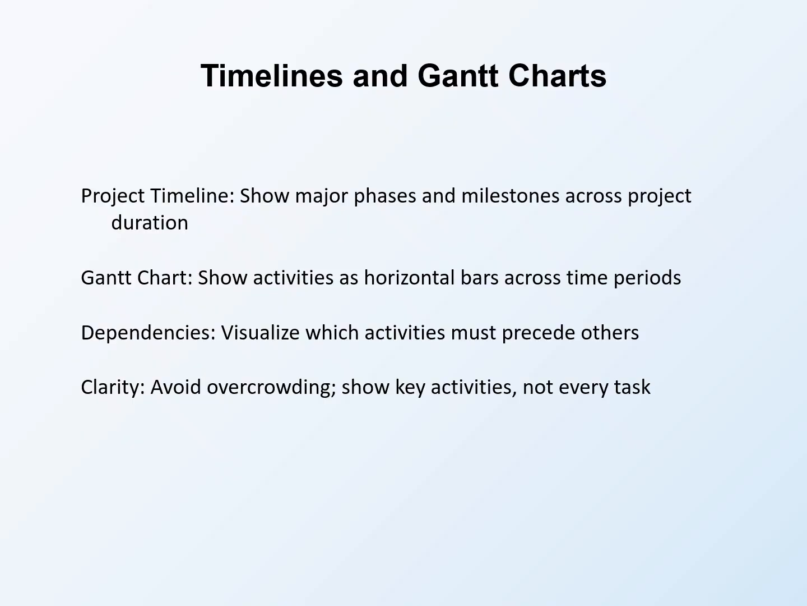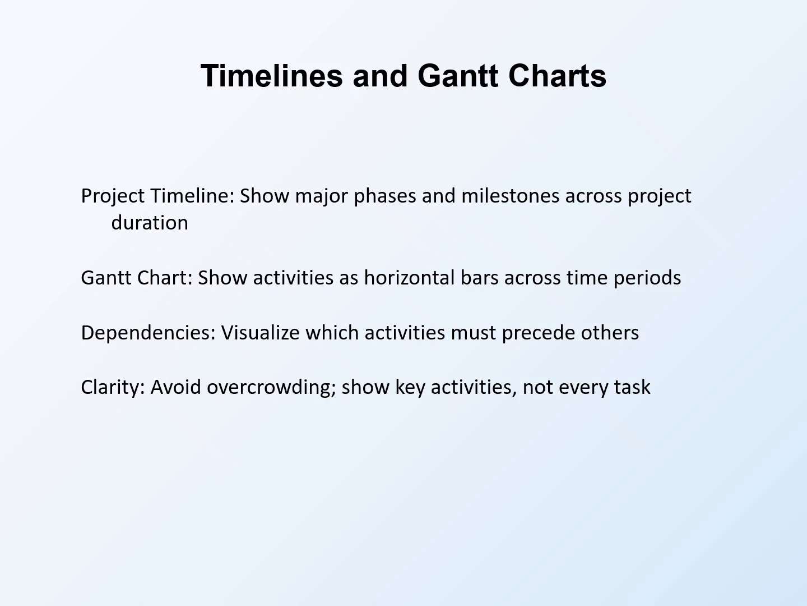Timelines and Gantt charts help reviewers understand your implementation plan by showing when activities occur and how they relate temporally. Project timelines show major phases and milestones across project duration. A simple timeline graphic with years or quarters across the top and major phases labeled below communicates project structure at a glance. Milestone markers highlight key deliverable dates.